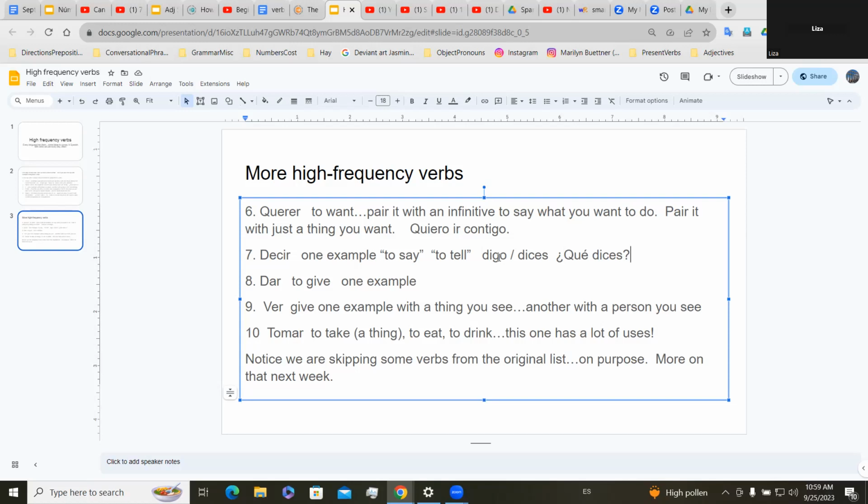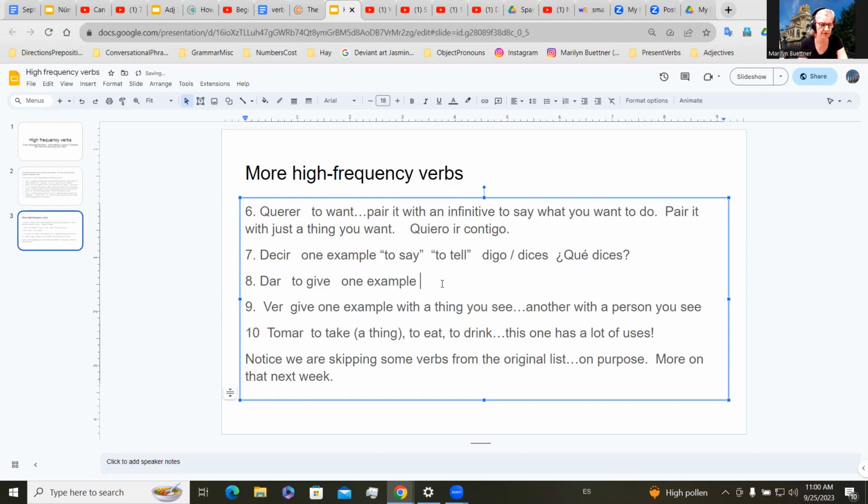I have yo digo muchas cosas. Digo muchas cosas. I say many things. ¿Sí? Sí, digo muchas cosas. Bien. And remember, that digo is the yo form, and there's no G in decir, but the G is there for the yo form only, right? Digo muchas cosas.